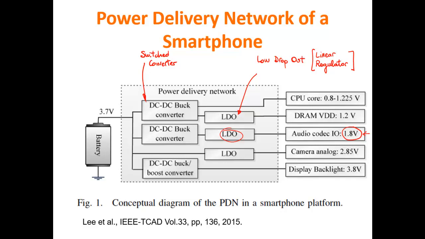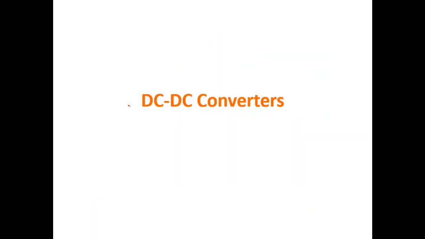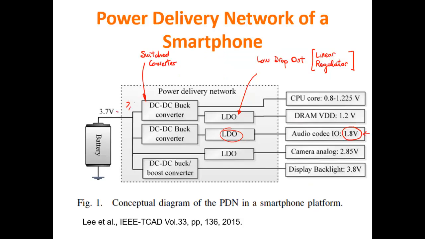So what we are going to do now is to look with some detail at the operation of these converters. You see that sometimes you need to go from 3.7 to something like 1 volt or close to 1 volt, and this is called a step-down converter, because you go from a higher voltage to a lower voltage, and the step-down converter is also traditionally called a buck converter.